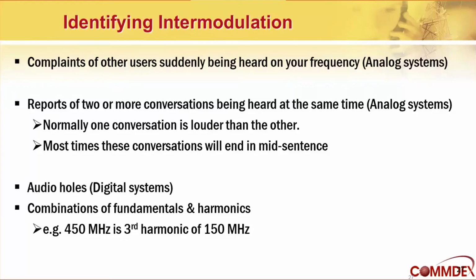So again, when you're playing detective and trying to track it down and the users complain that other users are suddenly appearing on your frequency, well, if you can actually hear them in an analog system, that's great. In a digital system, you may not hear them, but it will cause audio to drop in and out as the interference occurs. And again, you can identify it through the software, which will then use your fundamentals and harmonics to determine the possible combinations.